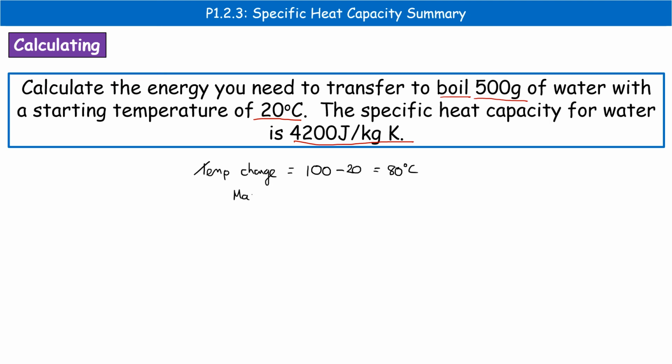We also need to know the mass. Now in the question here, they've tried to catch us out because the mass is in grams. The standard units for mass in physics is kilograms, folks. So what we need to do is 500 divided by 1000, and that gives us 0.5 kilograms. So we've got a temperature change, we've got the mass, and in the question they've given us the specific heat capacity. On your formula sheet, it will tell you that energy is mass times specific heat capacity times the temperature change.